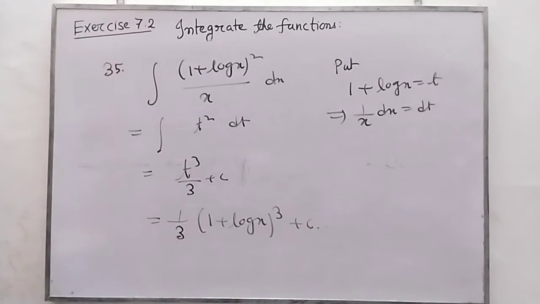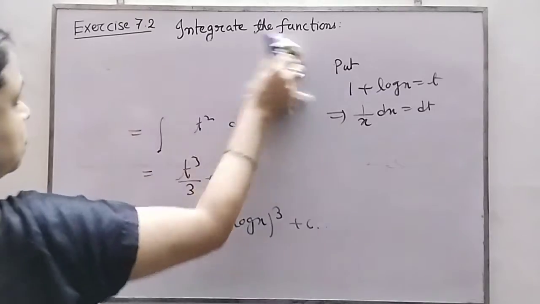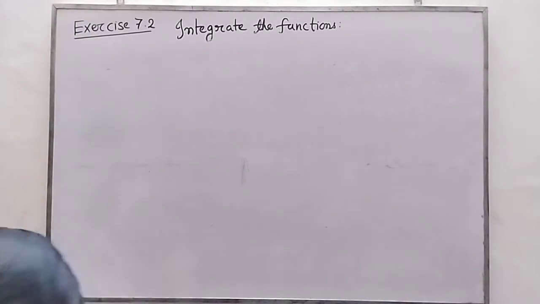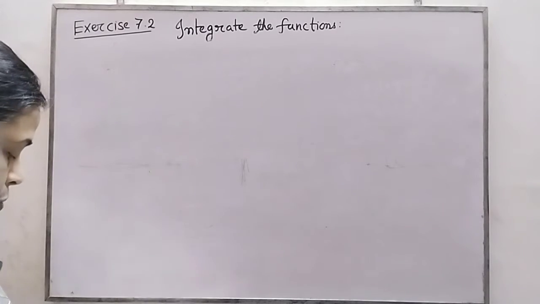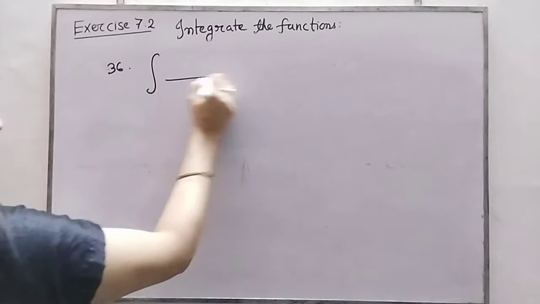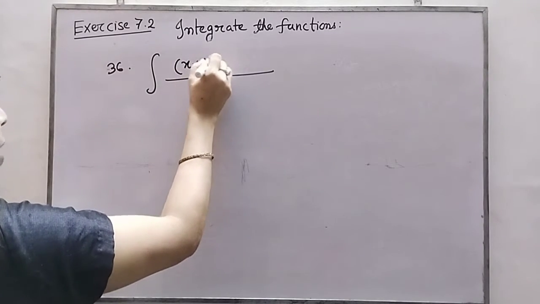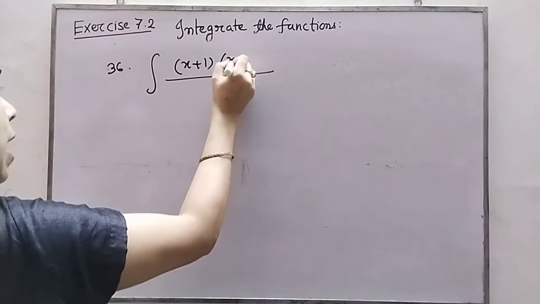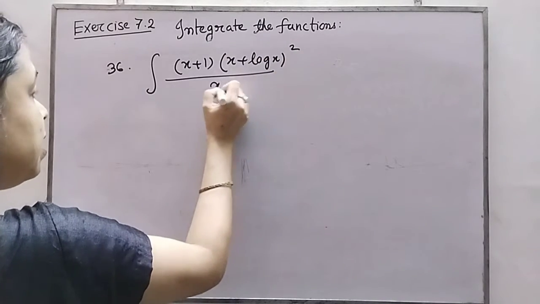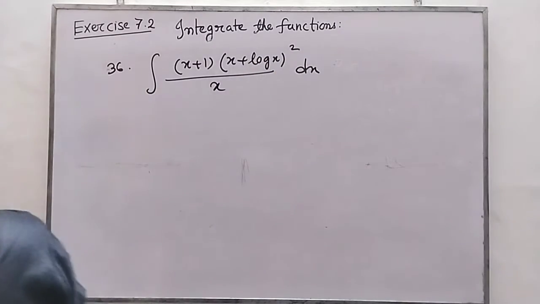Now, I go to the next question number. What is that? That is 36. Let me go to question number 36. Your question number 36 is integration of (x plus 1) into (x plus log x) whole square divided by x into dx.